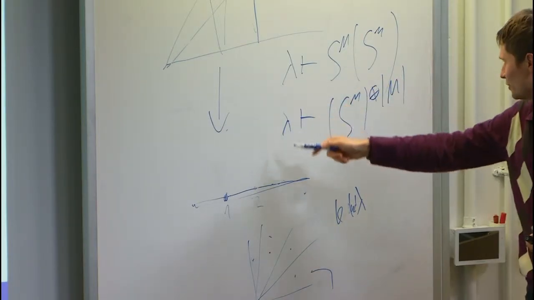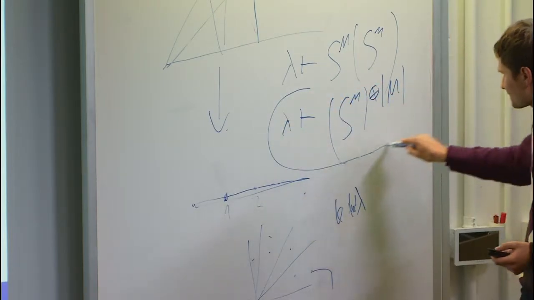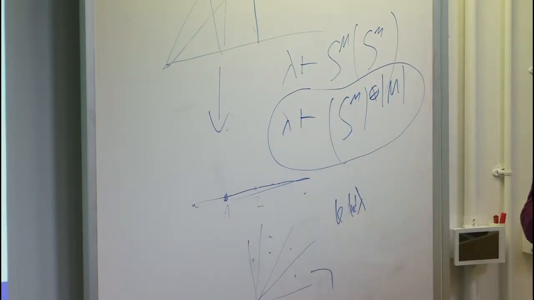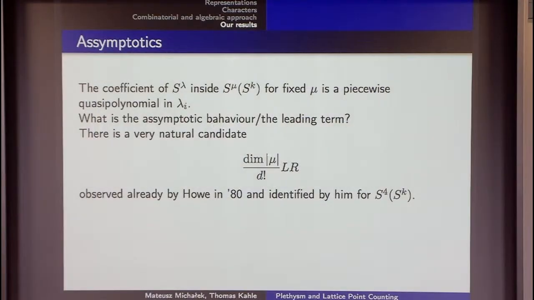Anyway, we know how to compute this. Well, at least the leading term. It's connected to the volume of the polytope. And then, if you want to understand the multiplicity here, just multiply by this number. Dimension of mu is the dimension of mu as a representation of the symmetric group.